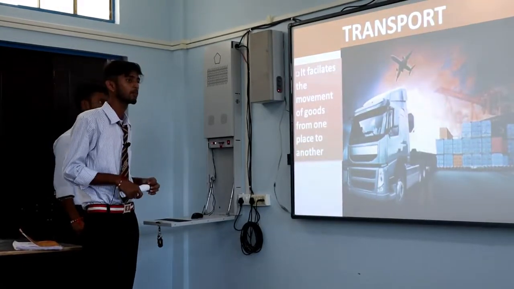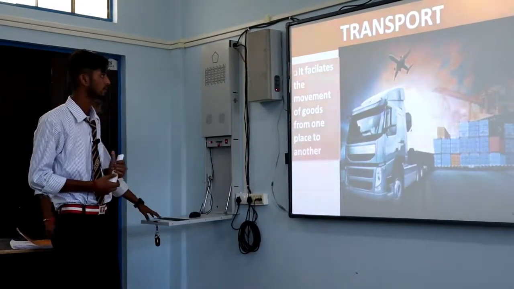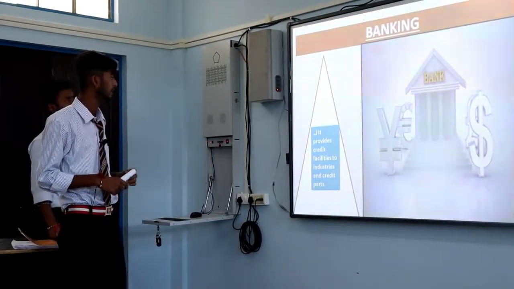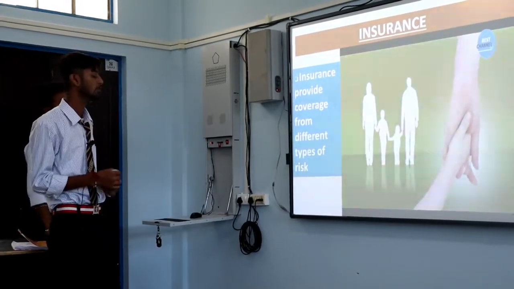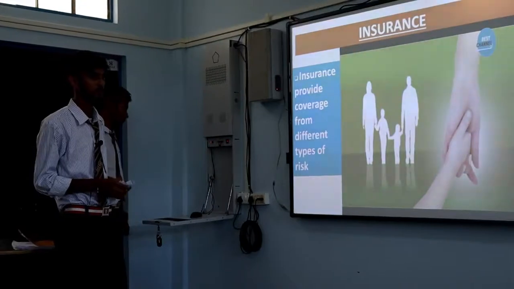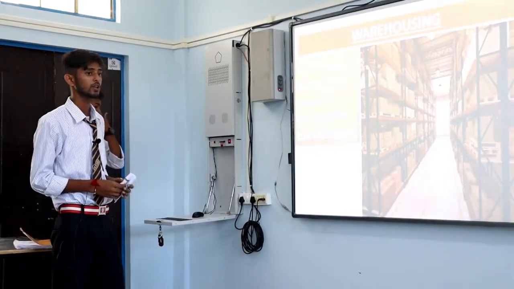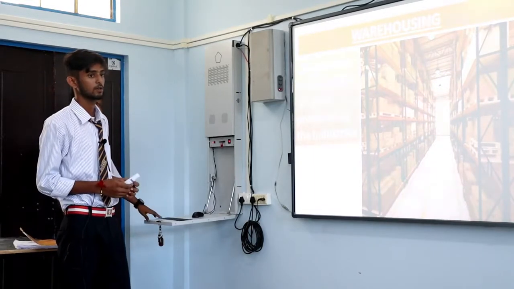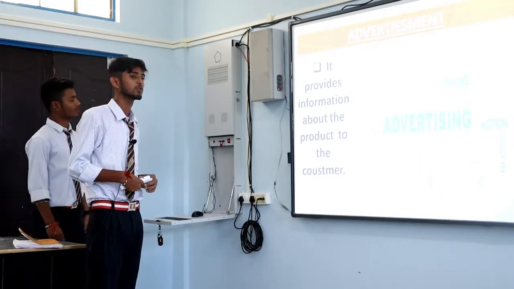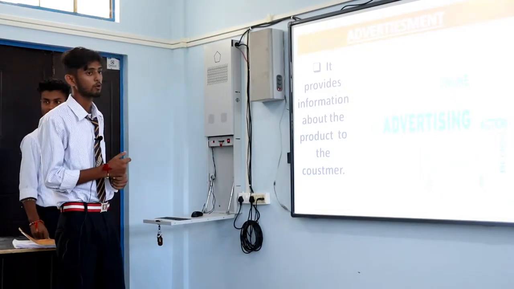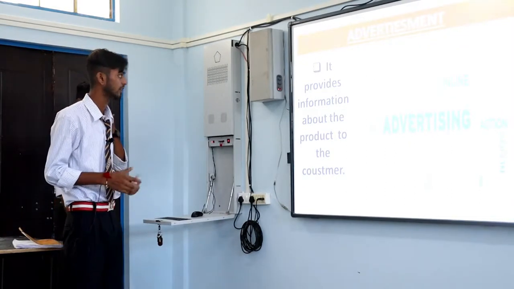Transport facilitates the movement of goods from one place to another. Banking provides credit facility. Insurance provides coverage from any type of risk. Warehousing provides a place for storage for industries. Advertisement provides information about the products produced by the industries or business activities. Thank you.